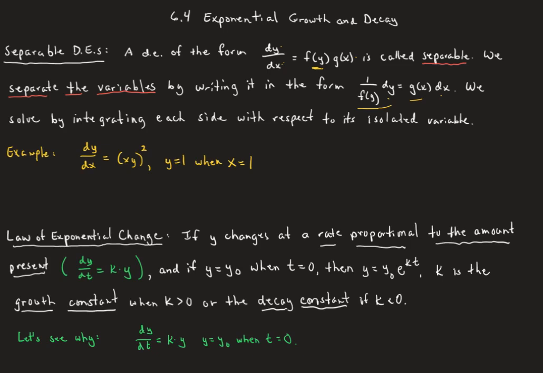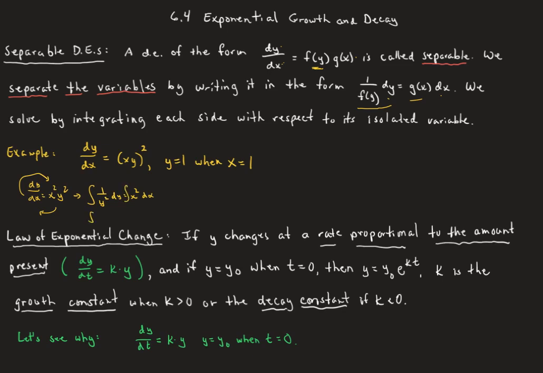So here's our example, dy/dx is equal to xy squared, and we have an initial condition that y is 1 when x is equal to 1. First we'll square that out so we can get x squared y squared. We're going to move the y squared to the dy side, and move the dx to the x squared side. So this becomes 1 over y squared dy is equal to x squared dx. Now we have separated the variables. All the y stuff is multiplying dy, all the x stuff is multiplying dx. So we're going to then integrate both sides.